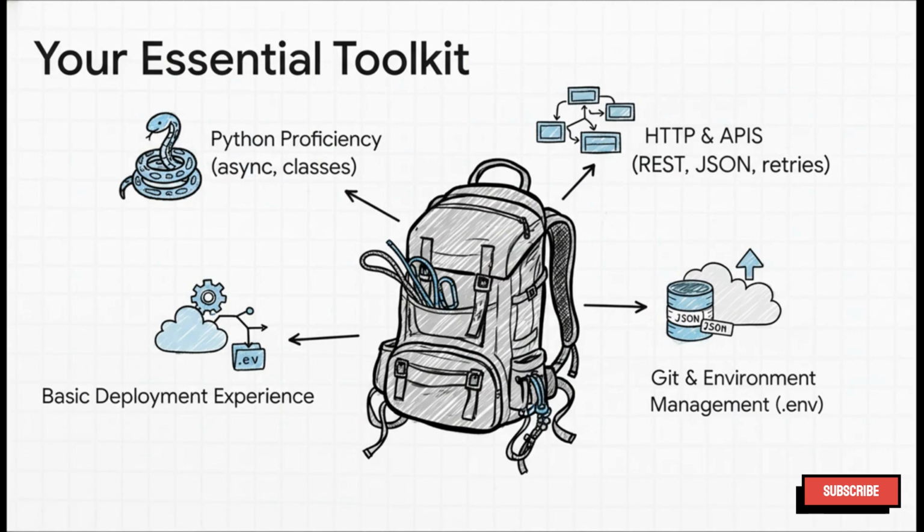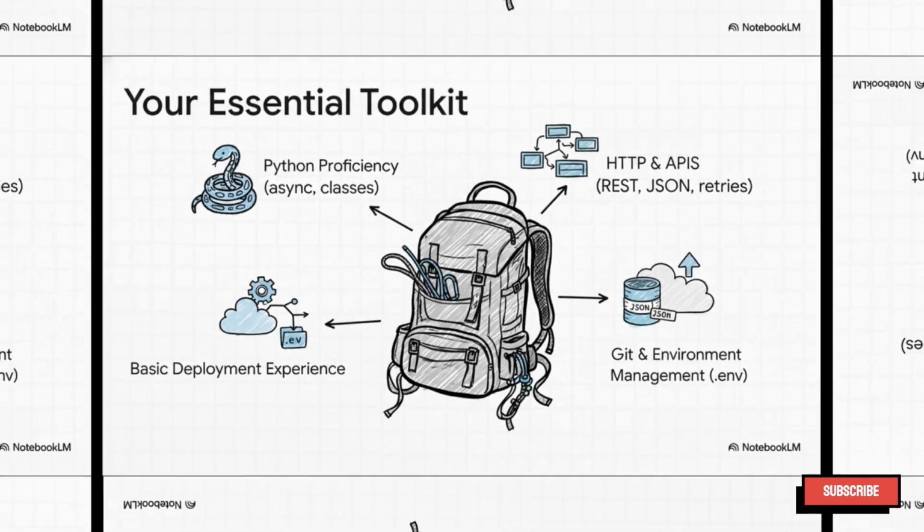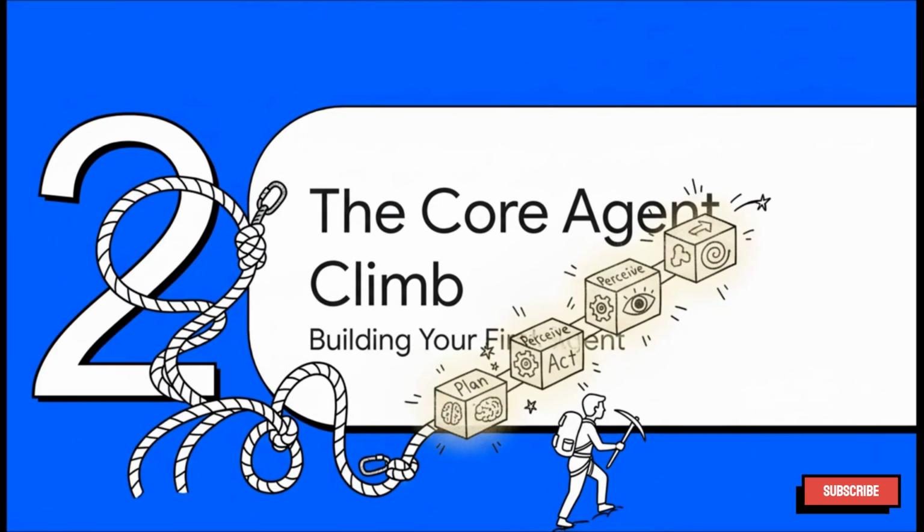All right, so let's pack your bag. Here's your essential toolkit. These are the absolute non-negotiables. You've got to have solid Python skills, and I mean especially with things like async programming. You need to be comfortable with APIs, handling data with JSON, and of course, managing your code with Git. Seriously, if any of this sounds a little shaky to you, stop right here. This is your starting point. Master this stuff first.